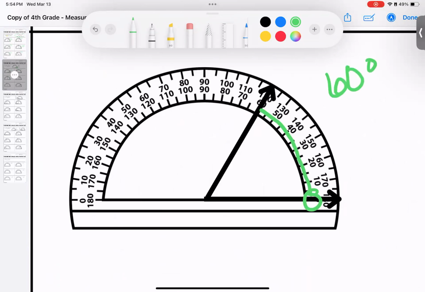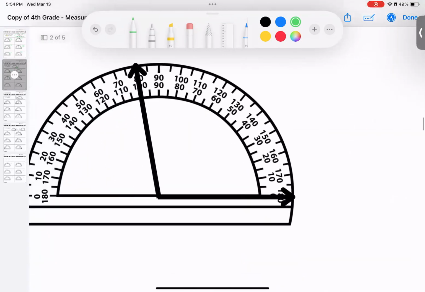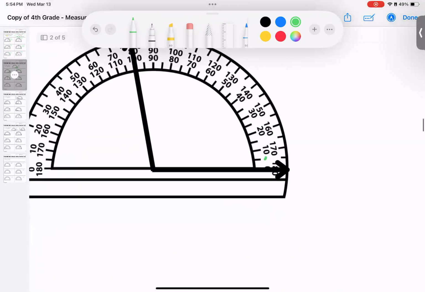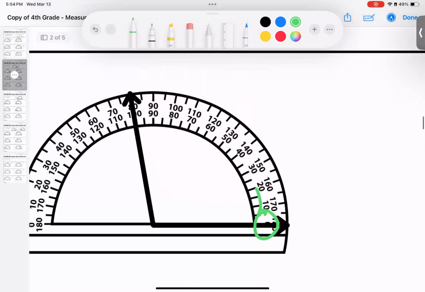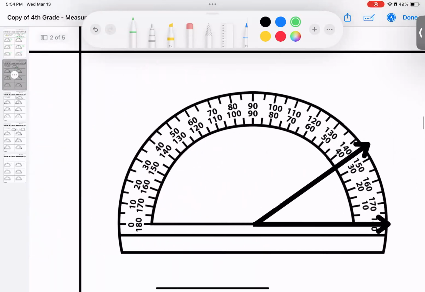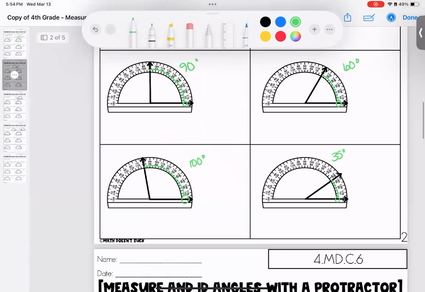I'm at 60 degrees. Here's my zero following my inside numbers. We're at 100 degrees. Here's my zero following my inside numbers. We're at about 35 degrees.